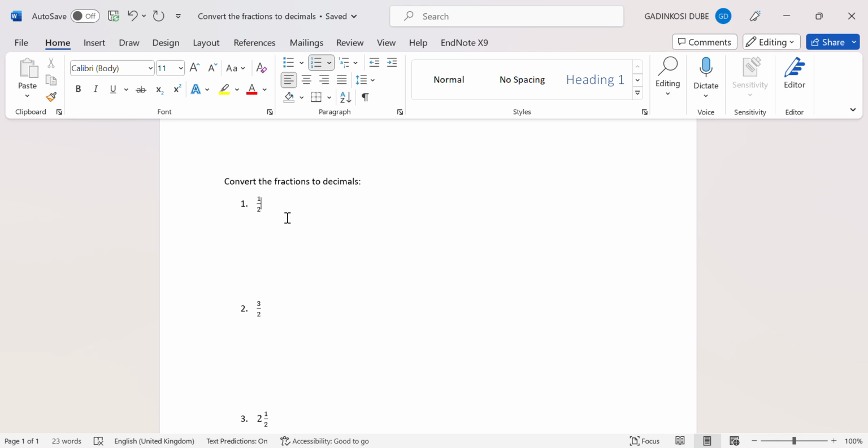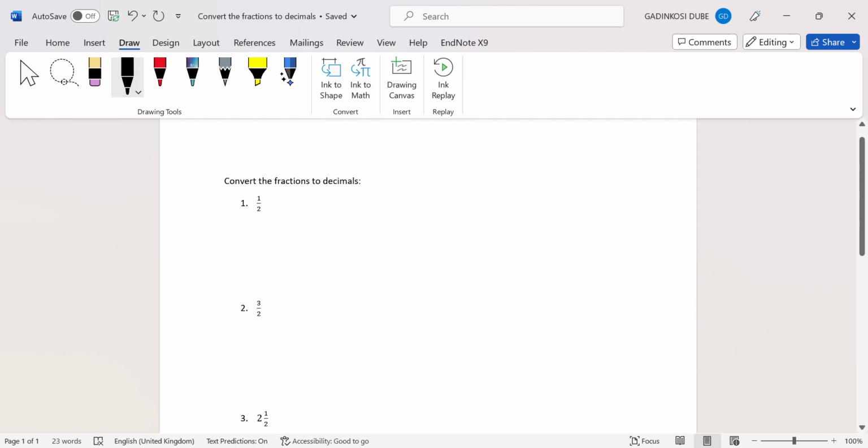So today we're going to be looking at how we convert common fractions to decimal fractions, and how we convert decimal fractions back to common fractions. So let's look at the first problem and see how we go about that. It's a very straightforward process to actually tackle.